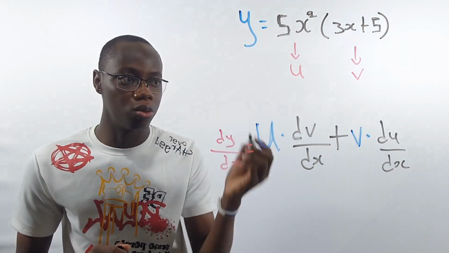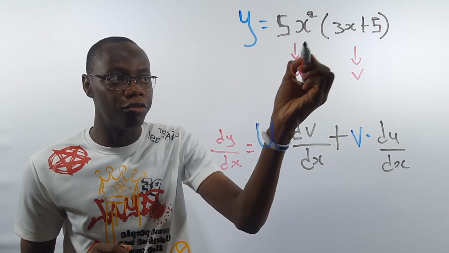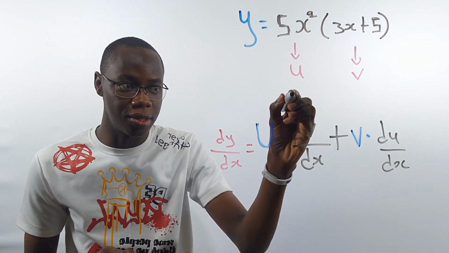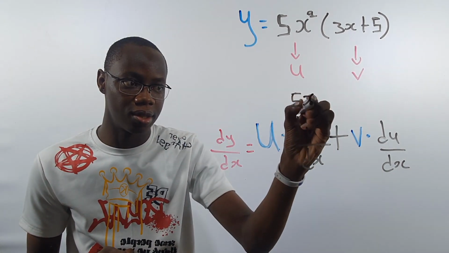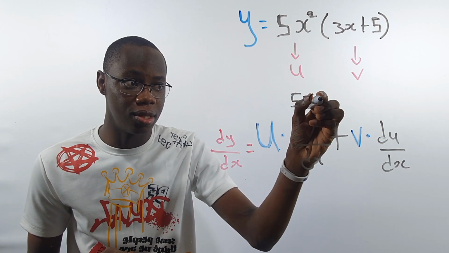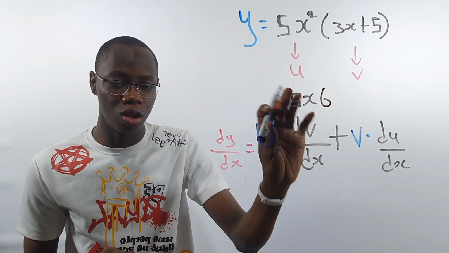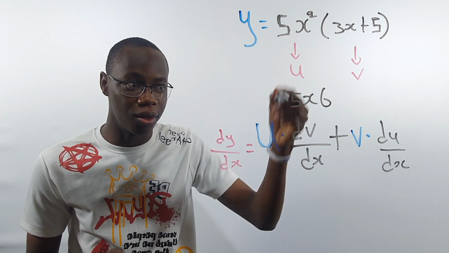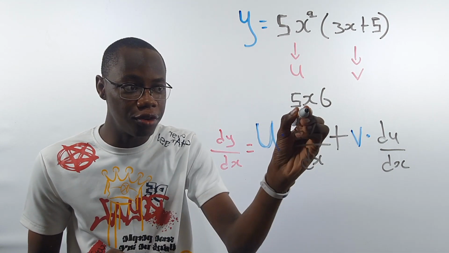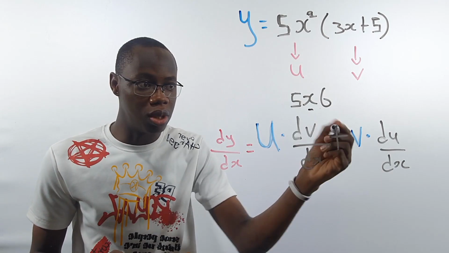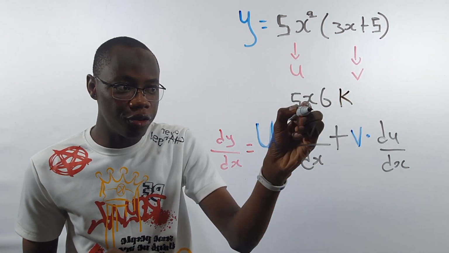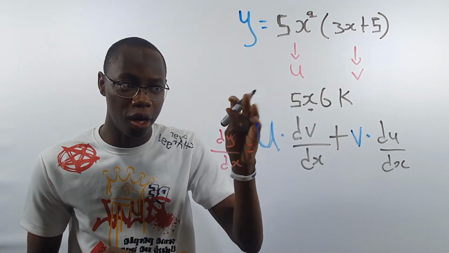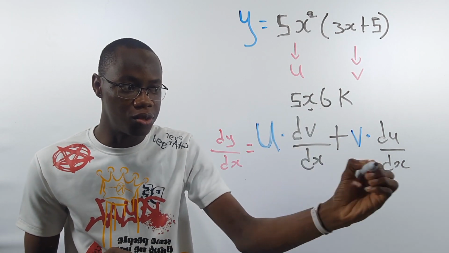Another example: once you see one variable multiplying another variable, take note, it's not like this. Let's say 5x multiplying another number, let's say 6. This is not product rule. This is just basic differentiation. It has to be a variable multiplying another variable, let's say k. Once one variable is multiplying another variable and they're asking you to differentiate to find dy over dx, then you can use this formula.